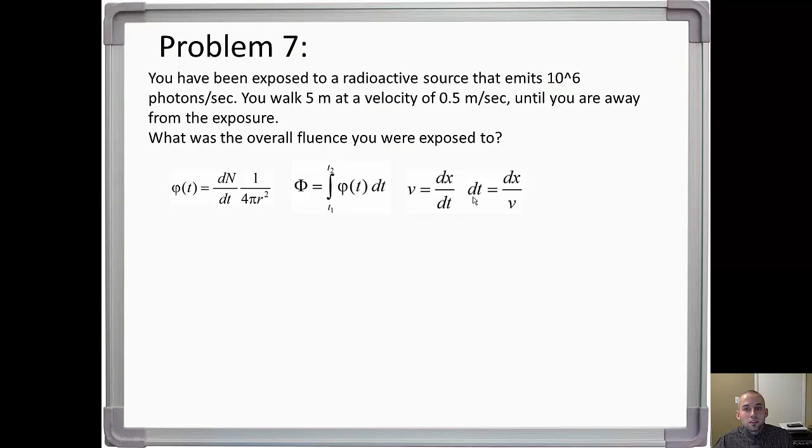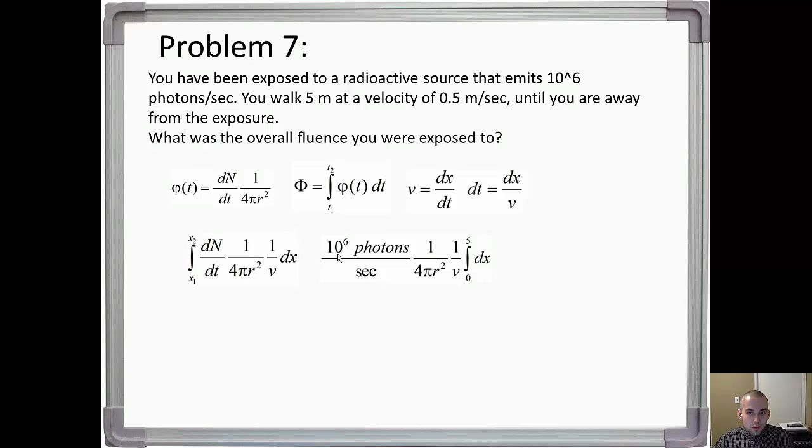And now we're going to go ahead and substitute these terms into this formula. So fluence rate, we'll put this into there. dt, we're going to swap it for dx over v. And this is what we get. The integral is now x2 over x1. So let's sub in the quantities now that we have already.